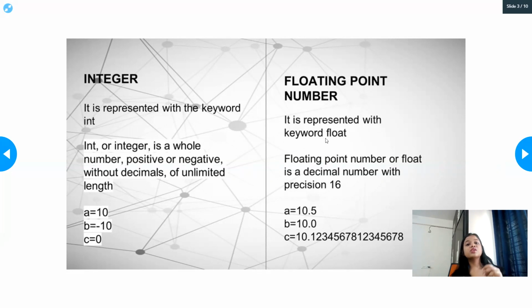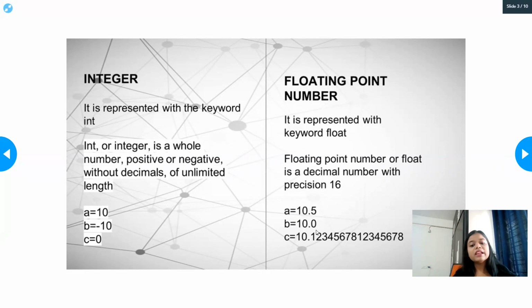Now floating point numbers also consist of numbers from minus infinity to plus infinity, including the decimals. Okay, now here it is said that the decimal has precision 16. Now what does it mean to have a precision of 16? It means that the decimal digits can last up to 16 digits. See, 10.5 is a floating point number with precision 1, because after the point we are just having a single digit, that is 5. That's the case with 10.0. Though 10 is an integer, when we write it in the form of 10.0, it becomes a floating point number.